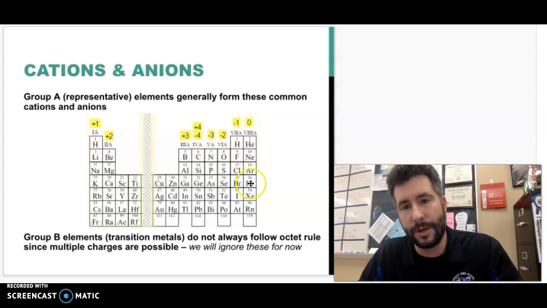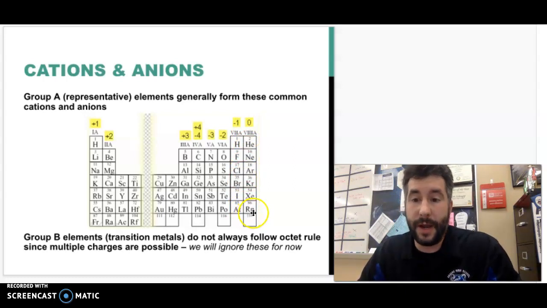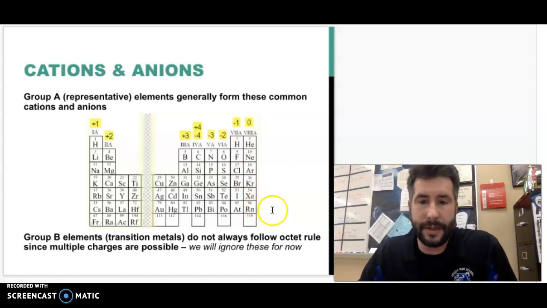And then, of course, the noble gases already have 8 valence, or a full valence level. Helium has 2 because the first level can only hold 2, and so those do not form an ion. They are non-reactive, and that's because they already have their 8 valence. So we'll think about that.